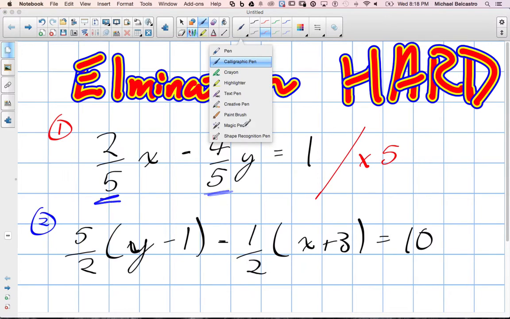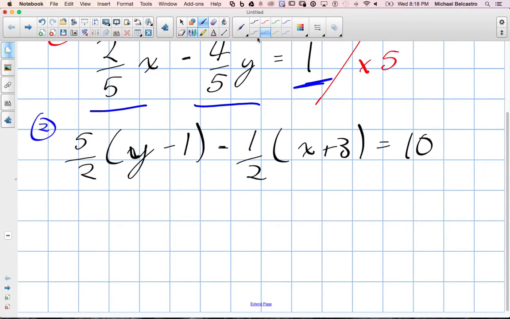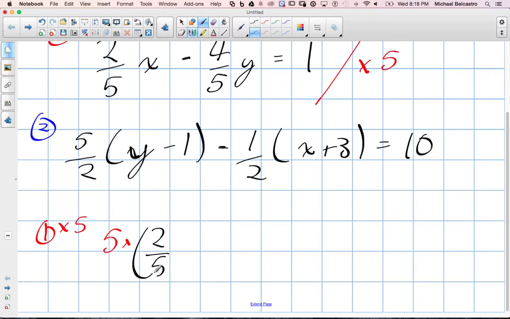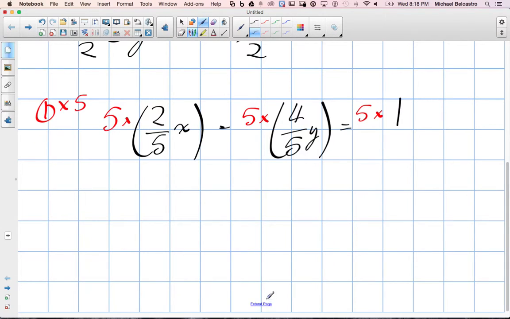So that means every term. So here's a term, and this term. When I go down here, the way I'm going to write this so that I know what I've done is I have equation 1 multiplied by 5. That's how I convey my information to myself. So when I do that, I'm going to get 5 times 2 over 5x, minus 5 times 4 over 5y is equal to 5 times 1. And again, it's still technically 1 times 5.